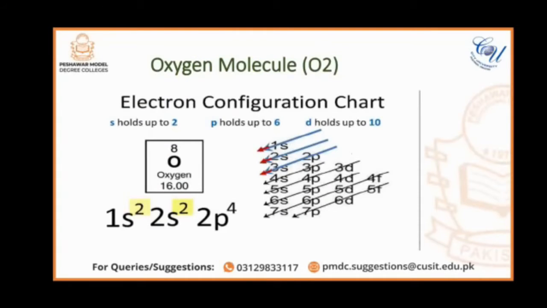You can see the electronic configuration of oxygen on the screen: 1s2, 2s2, 2p4. We know that an orbital can hold a maximum of 2 electrons. So the s subshell has only one orbital. Therefore, s can hold up to 2 electrons. The p subshell has 3 orbitals, so it can hold up to 6 electrons. And the d subshell has 5 orbitals, so it can hold a maximum of 10 electrons.